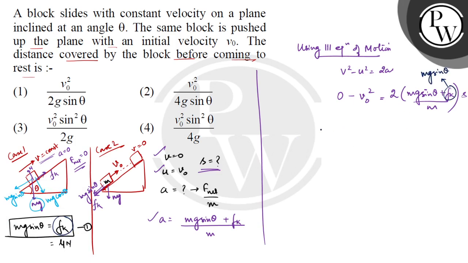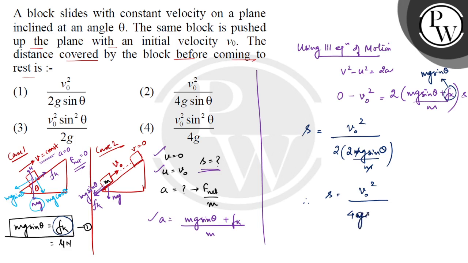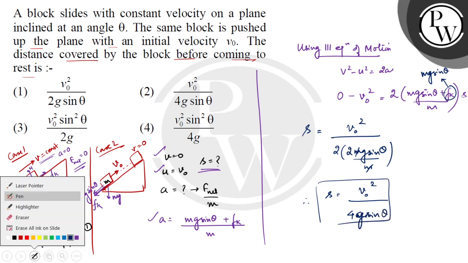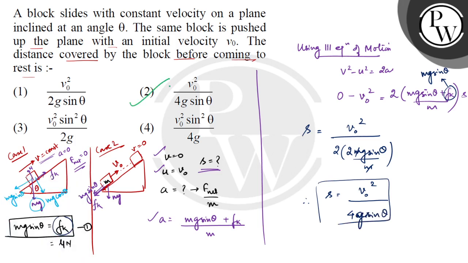So from here I will get s is equal to, in magnitude, let's forget the negative sign, v0 square divided by 2 into 2 mg sine theta by m, cancel. That means s comes out to be v0 square by 4g sine theta. So the correct answer comes out to be option number 2 here. Okay. Thank you.